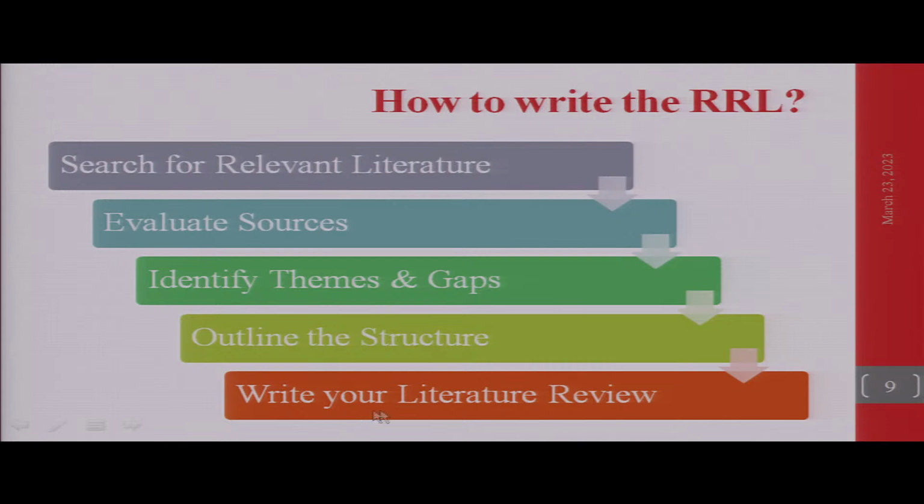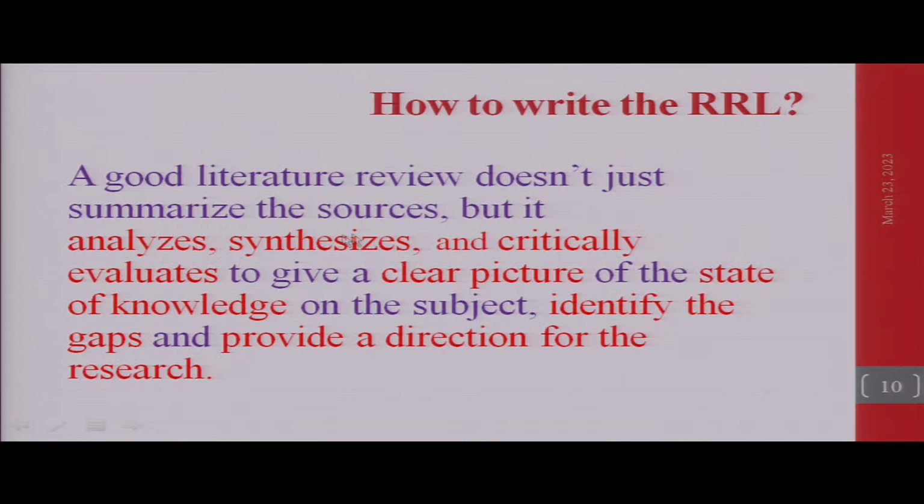And the next work is to write it. Now let me go through how you will write a good literature review. A good literature review doesn't just summarize the sources, but it analyzes, systematizes, and critically evaluates them to give a clear picture of the state of knowledge on the subject, identify the gaps, and provide a direction for the research.